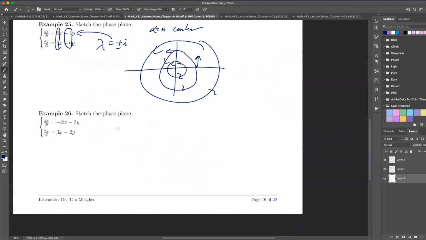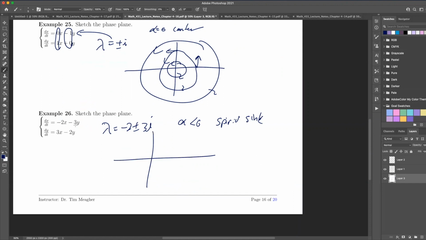All right, so let's do the same thing here. We already did this one before. This is the -2 plus or minus 3i. Since alpha here is less than 0, this is a spiral sink. So I know it's going to spiral in and sink.